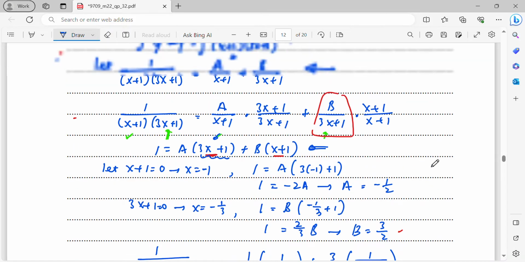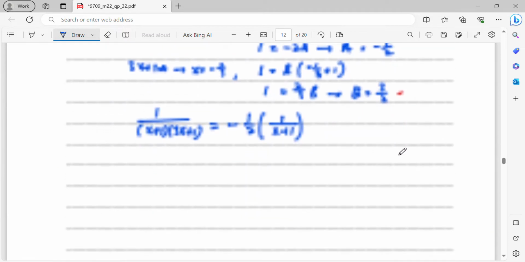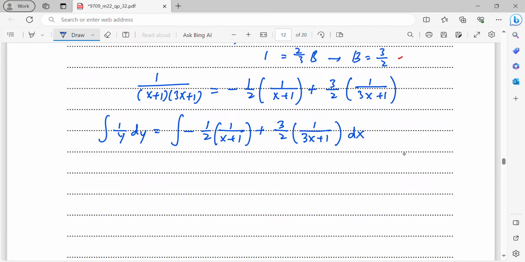So now I will substitute this result into my integration. So I will rewrite here. It will be integrate 1 over y dy equals to integrate these two terms: negative half times 1 over x plus 1 plus 3 over 2 times 1 over 3x plus 1 dx. Okay, so now I will split it into two integrations. So it will be negative half integrate 1 over x plus 1 dx.